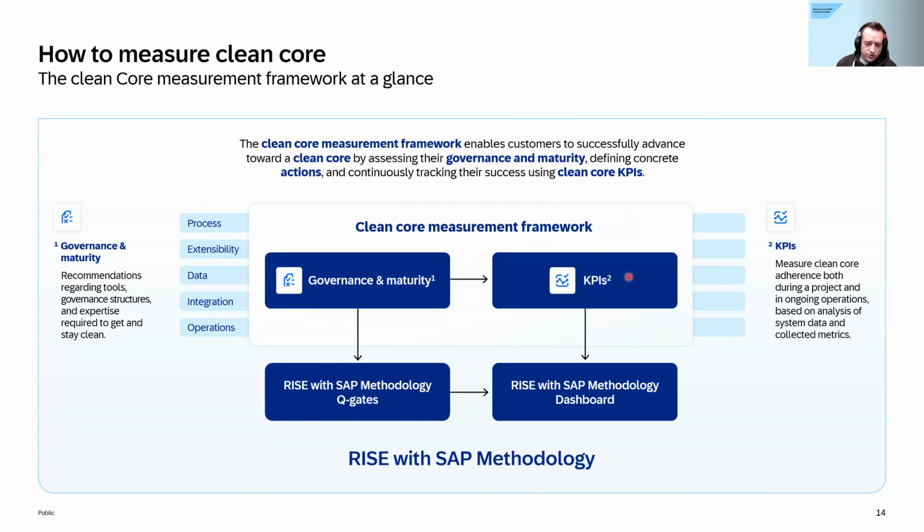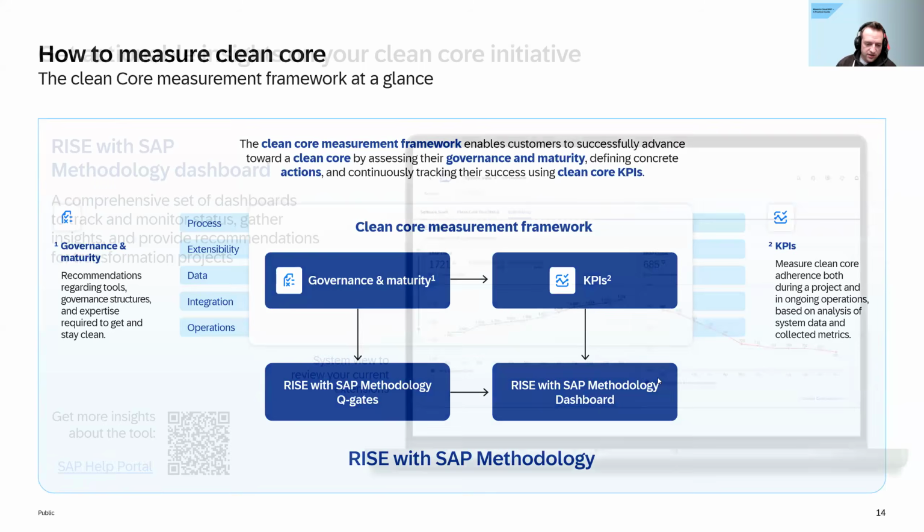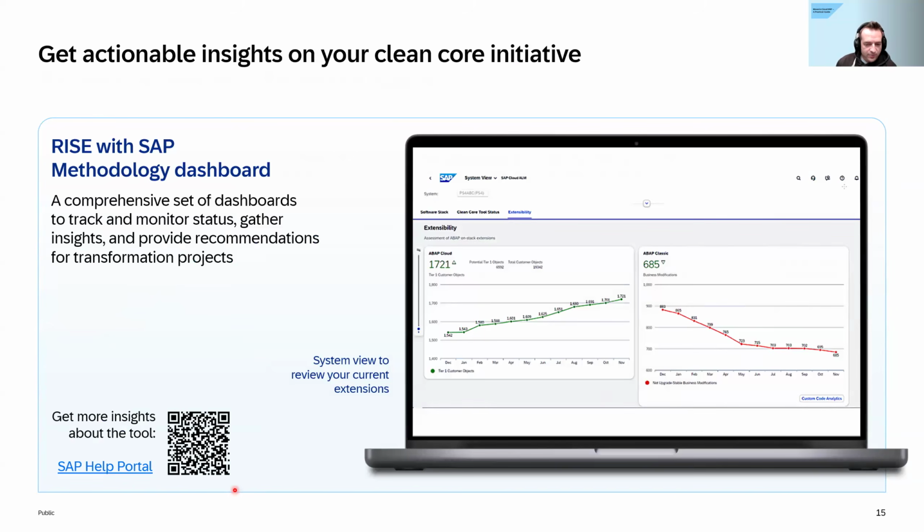And that's where I want to start. What are things that we can measure? Now, moving away from this picture of the human body and how everything works together to clean core, because this is what we want to dive into: where and how can I measure my system's status with regards to clean core? The answer you see here in the picture on the right-hand side is rather simple: the Rise with SAP methodology dashboard. So let's dive into this.